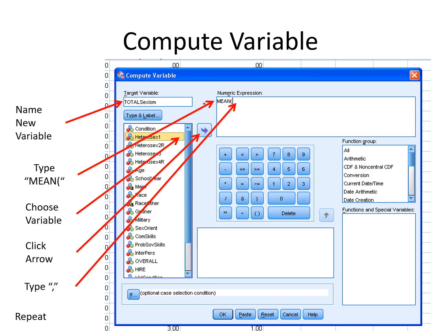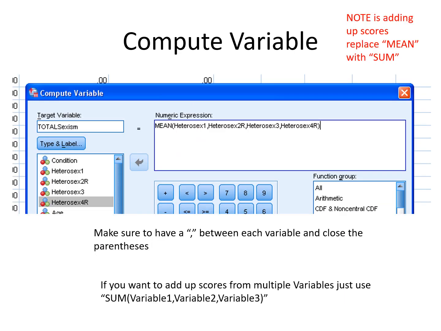We're now going to type in the numerical expression the word MEAN, all in capitals, with the parentheses. We're then going to select a variable, click the arrow and bring it over, and then type a comma. We're going to do that for every variable that we want in the total of sexism, the mean of the sexism score. When we're done, after we've added all these items, we're going to close that parentheses. So at the end of this, we're going to have MEAN, parentheses, heterosexual 1, comma, heterosexual 2R, comma, heterosexual 3, comma, heterosexual 4R, closed parentheses. Make sure you have a comma between each variable and make sure you close the parentheses.